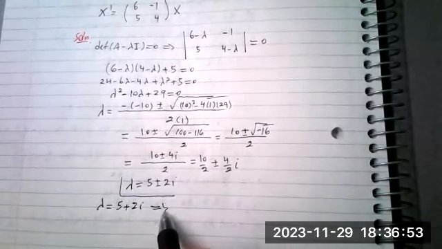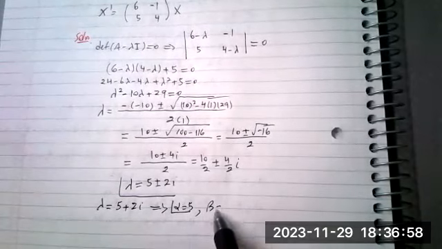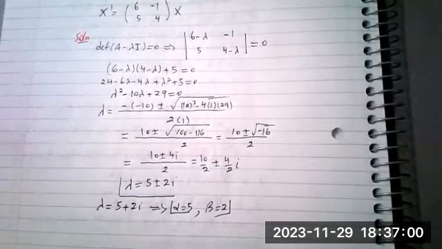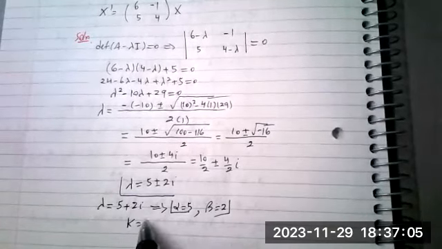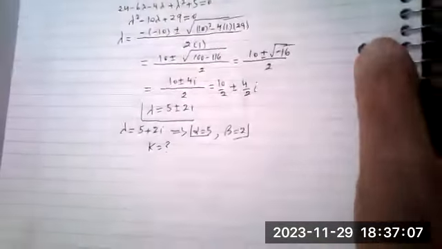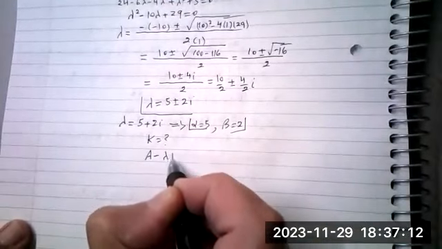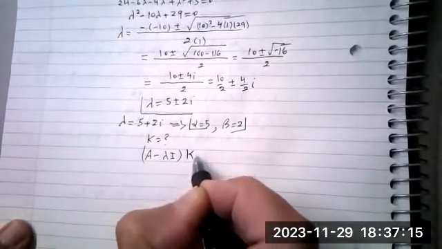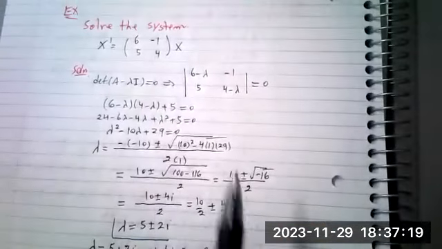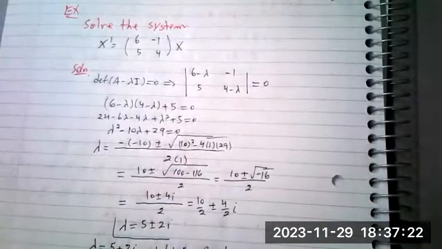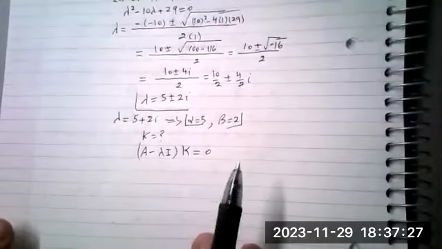You make a note that alpha is equal to 5 and beta is equal to 2. So we have to go and find the k. Remember, to find the k, we have to form this equation, A minus lambda I times k equal to 0. If you go to this format that you have over here and replace lambda by 5 plus 2i, and then you come back.